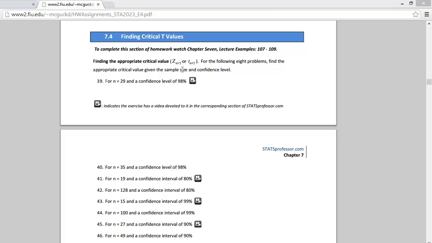So because of that, I'm simply going to go to the t-table, actually, and I'm going to look up the appropriate alpha value in order to figure out the z alpha divided by 2 value when the confidence level is 98%. So let's just quickly do that here.